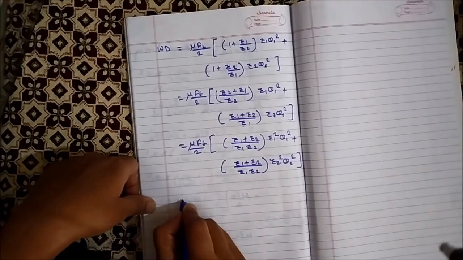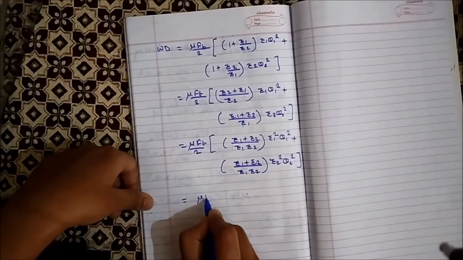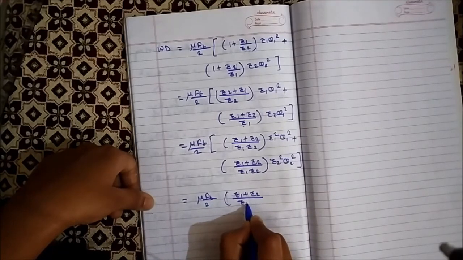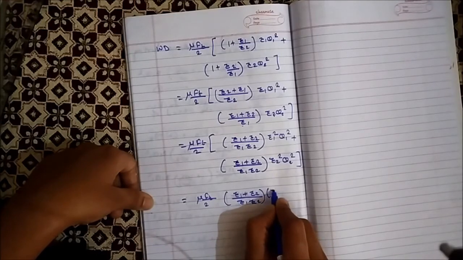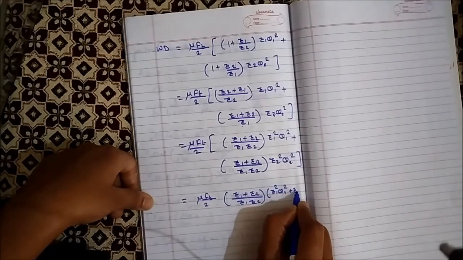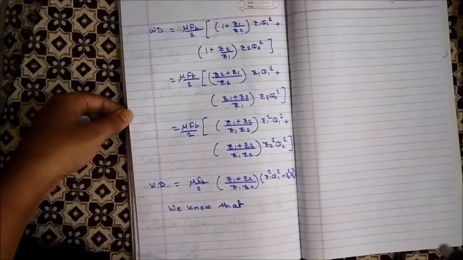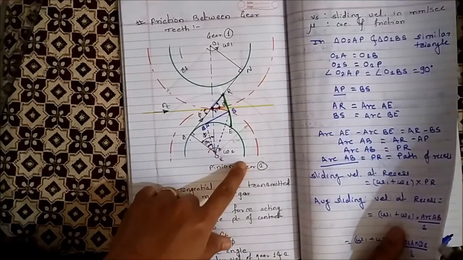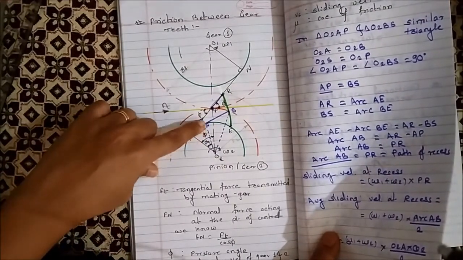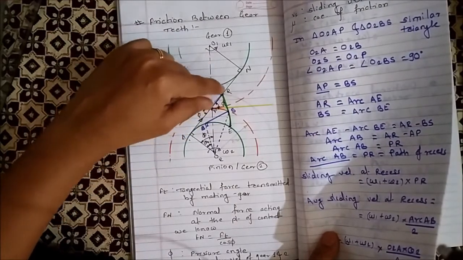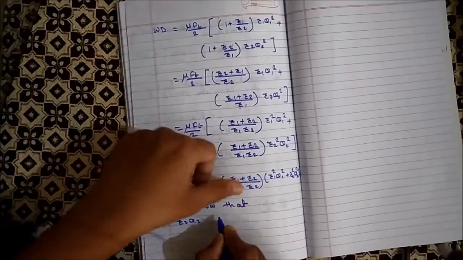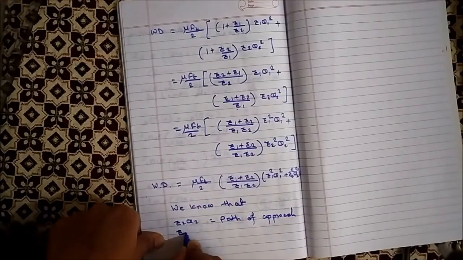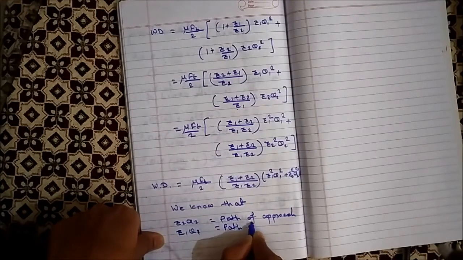Then see this term is common, so we'll take that common, mu Ft by 2, r1 plus r2 divided by r1 r2 into bracket r1 square theta 1 square plus r2 square theta 2 square, bracket close. But we know that, in this triangle, if we consider r2 and theta 2, it becomes the path of approach, that is AP, and r1 theta 1 becomes the path of recess. So r2 theta 2 is the path of approach, r1 theta 1 is the path of recess.